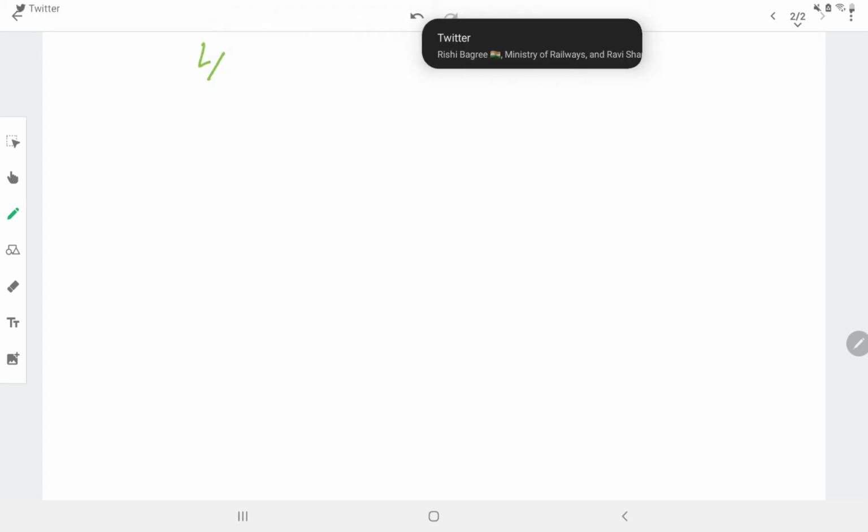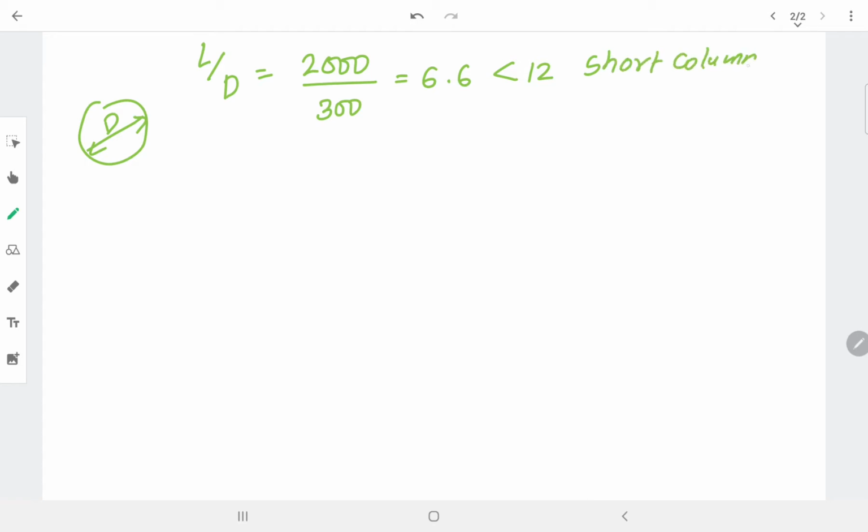L by D will be used here, because for a circular column we have only a diameter instead of L by B. The unsupported length is given, so it is 2000 divided by 300. This will be equal to 6.6, which is less than 12. It will be treated as a short column. As we have discussed earlier, if it is less than 12, we treat it as a short column.